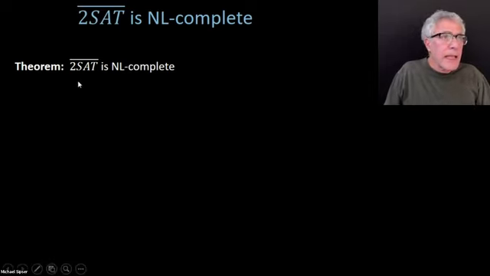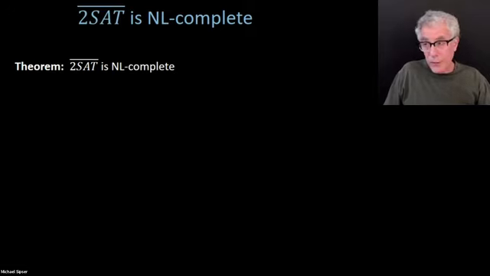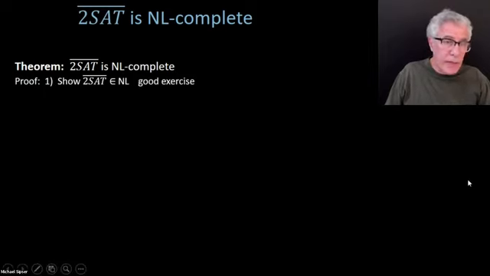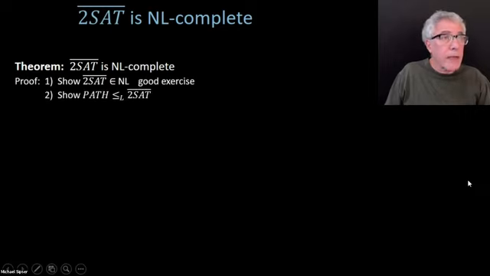But the two-SAT problem is just like the three-SAT problem, except with two literals per clause. Curiously, the complement of that problem, the unsatisfiable formulas, forms an NL-complete language. First of all, you have to show it's in NL. We're not going to do that. It's a nice exercise. It's not totally trivial, but you might want to try that.